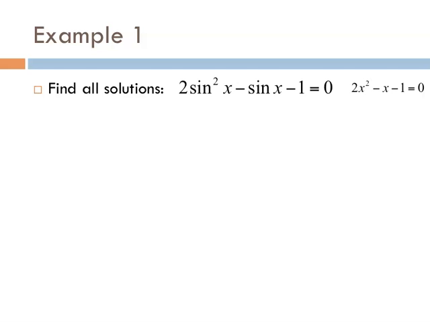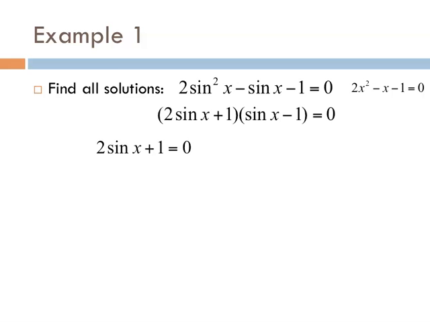So we should end up with 2x plus 1, x minus 1. Now that's going to be, in terms of the trig function, 2 times sine of x plus 1, sine of x minus 1 equals 0. And now that you have it factored, you can go ahead and set each factor equal to 0 and solve each of those equations. So we have 2 sine of x plus 1 equals 0, and sine of x minus 1 equals 0. Let's start with the one on the left.